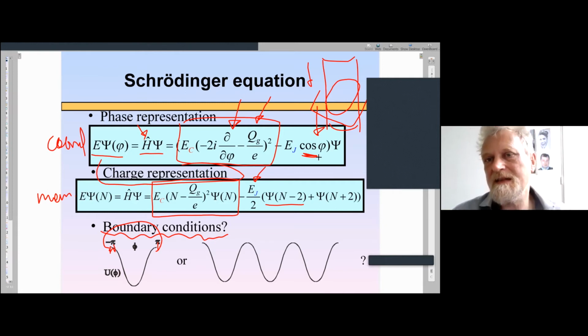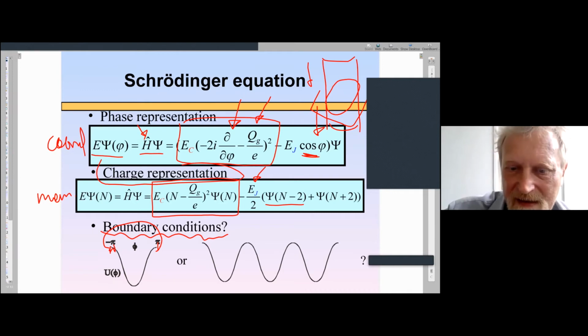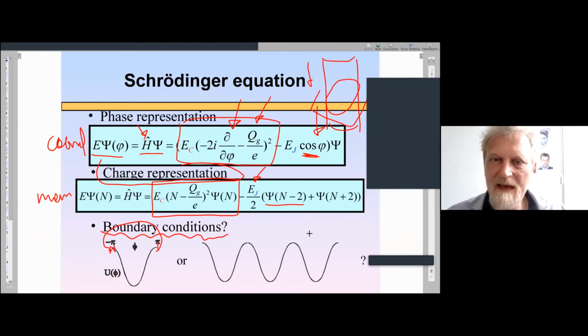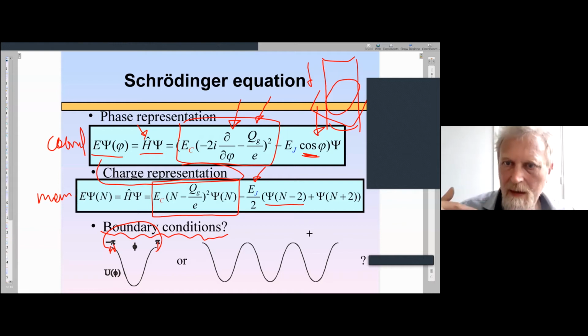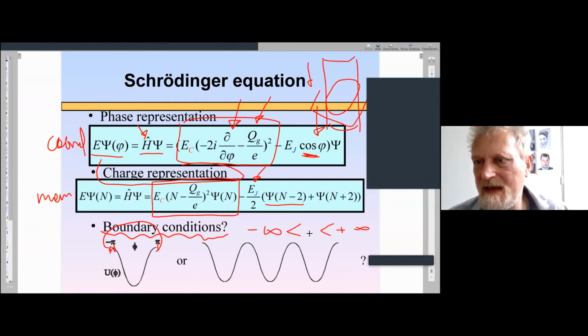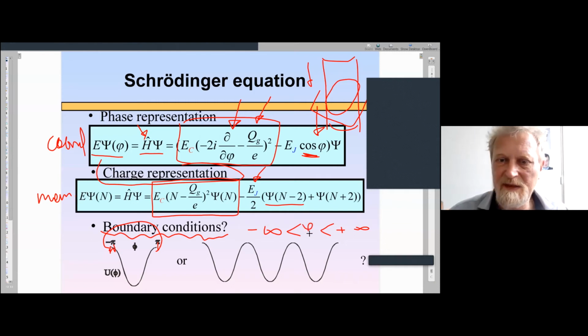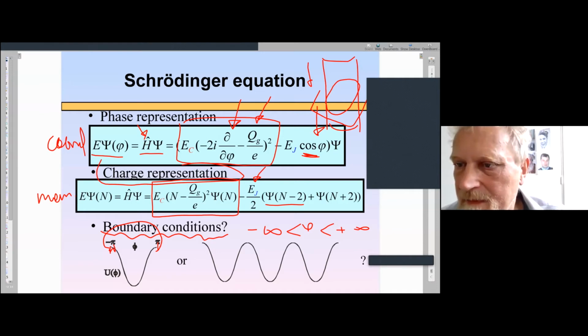Another answer is just let this phase be unconstrained. Let it change between plus and minus infinity. Then what we have is a particle in a periodic potential. Recall your first solid state course. There's a particle propagating in this potential, so there will be so-called Bloch states.